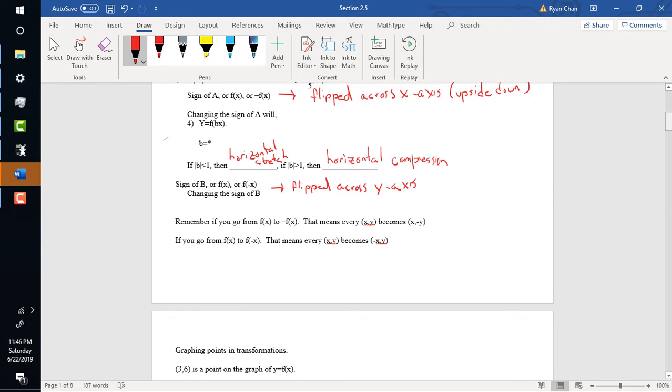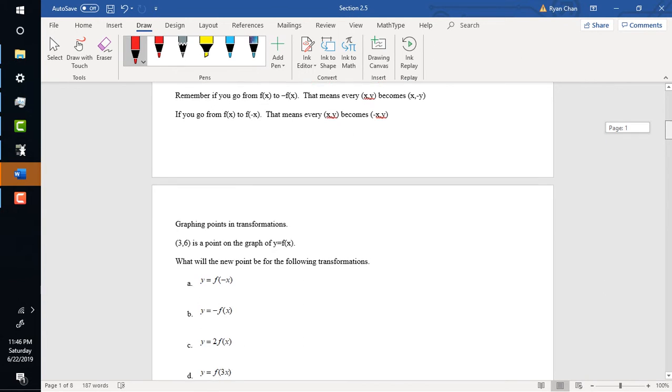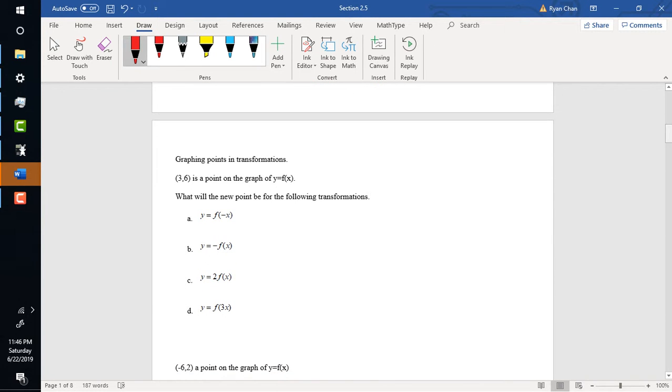So let's just use some examples of what this means. So we're saying if we have 3, 6, what does this mean here? If I have 3, 6, and I'm doing a transformation, so let's remember what this is. This is saying this is flipped across the y-axis.